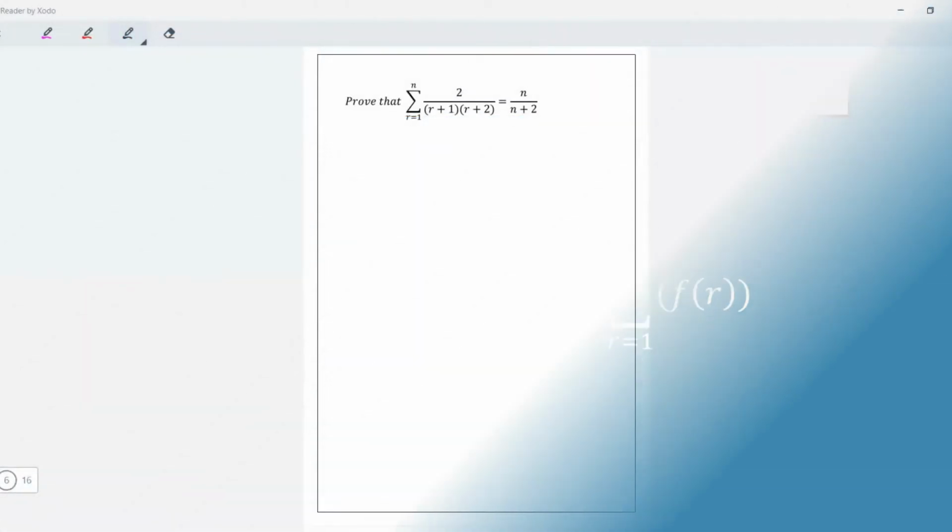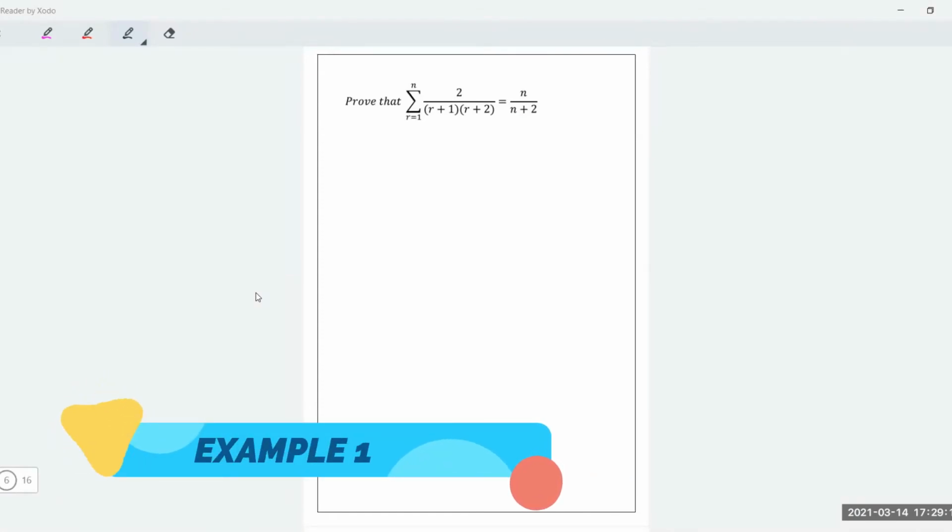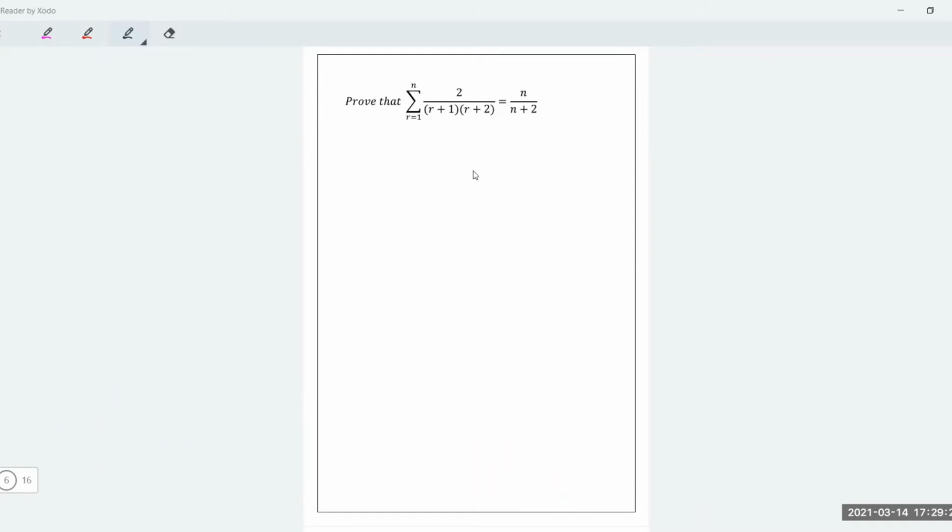That the sum from 1 to n of 2 over (r+1)(r+2) is equal to n over n plus 2. Let's look at this proof. First, we're going to have to separate this in partial fractions. So, to prove this, you have to separate it in partial fractions.